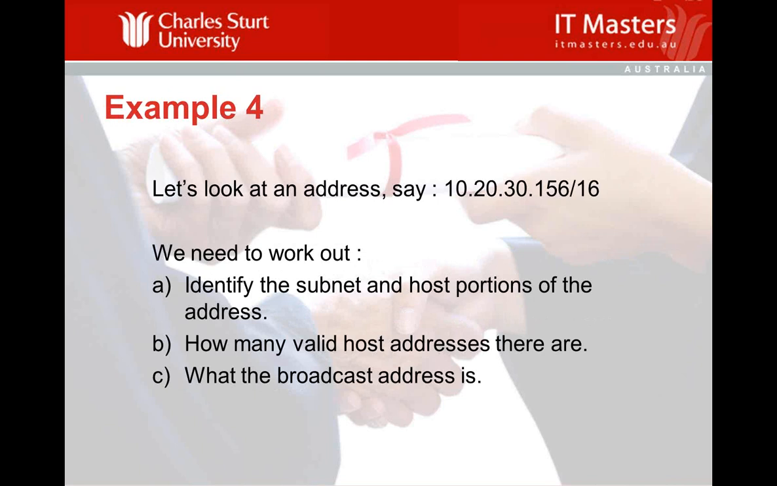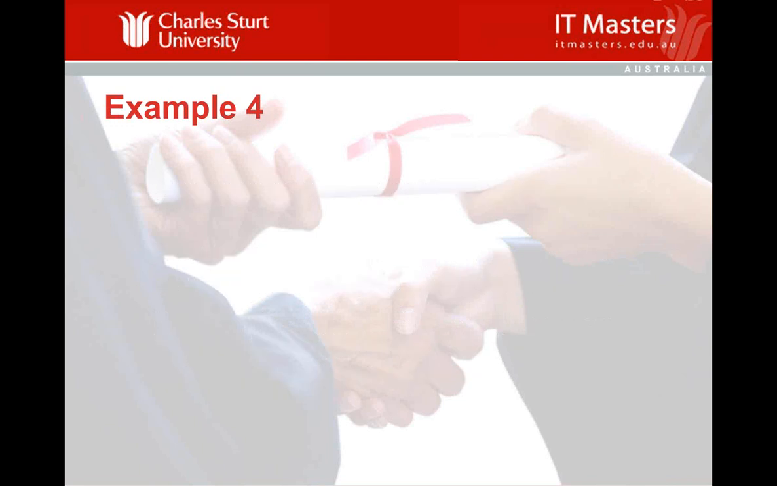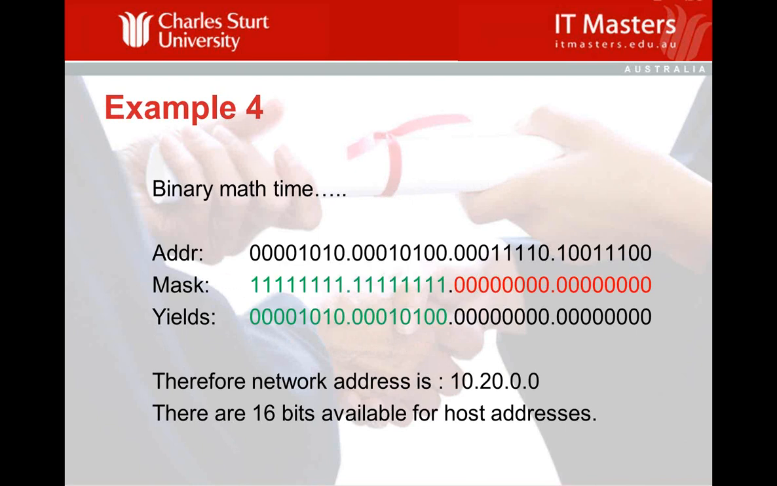What we need to work out is, I want us to identify the subnet and host portions of that particular address. We need to work out how many valid host addresses there are and what the broadcast address is. Okay, so let's step through it. 10.20.30.156. Binary math time, just for the moment. The mask, all ones, represents the subnet mask, so 16 bits. The red represents the host portion.